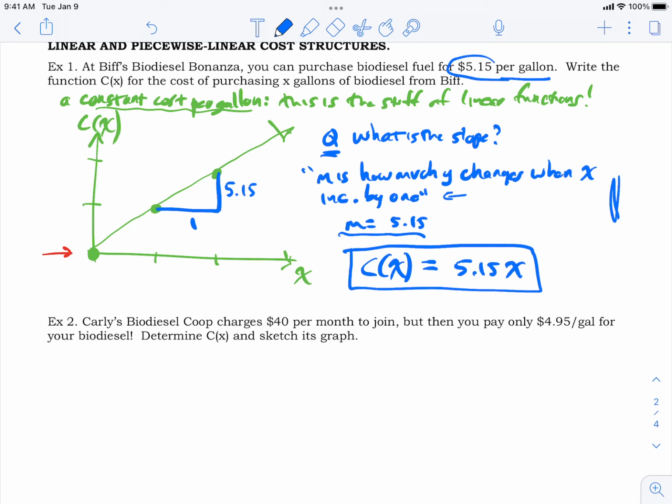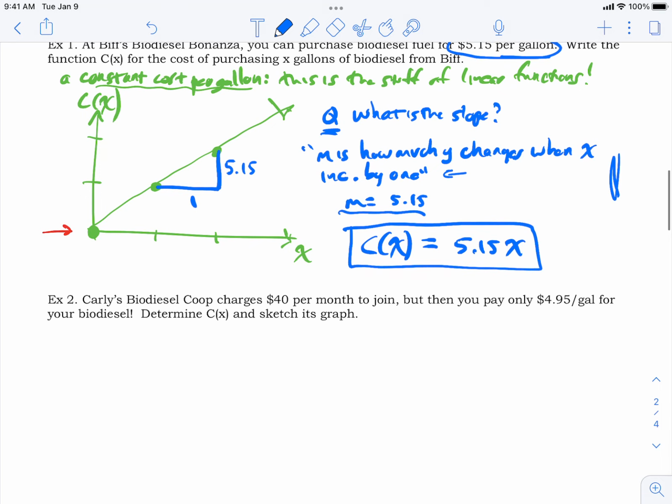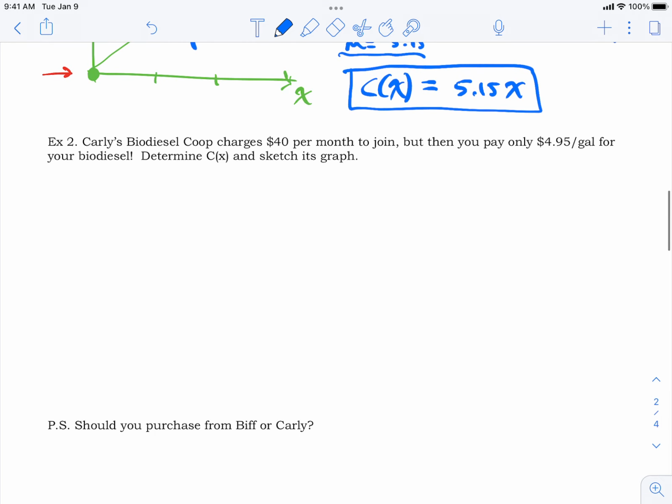When they say $5.15 per gallon, that's your slope. If x increases by 1 gallon, the y increases by $5.15. That's your slope, 5.15. It's a beautiful thing. All right, let's look at a slightly different cost structure.